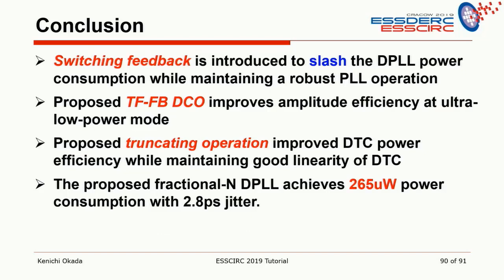Okay, finally, we applied subsampling and the sampling switching technique for reducing the power consumption, not for lowering the inband phase noise. And the transformer feedback type DCO can reduce the power consumption. This type can report one of the lowest power consumptions while keeping good FOM performance. And the truncate operation gives a very small improvement, but can still reduce the power consumption. So finally, we can reach 256 microwatt power consumption for the fractional-N PLL.